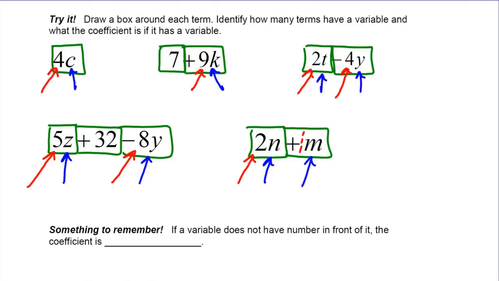There's like a 1 in front because it's 1m, and since it's 1m, we assume it's 1m, so we don't have to put a 1 in front of any variable when 1 is the coefficient. So that is something to remember. If a variable does not have a number in front of it, the coefficient is 1. You must remember that. Do not forget that a coefficient exists in front of every variable. And if there's not a number there, the coefficient is a 1.